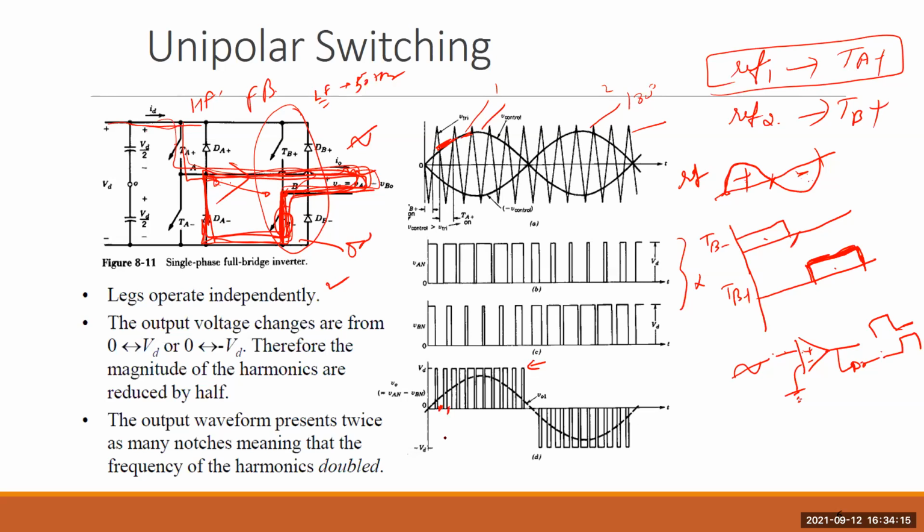Okay, so what is happening? TA plus and TB minus are on, and then basically DA minus and TB minus are always on, right? That's what is happening. Earlier this was also high frequency and this was also high frequency. They were on together, they were off together, they were coupled, but now they are independent. And when it comes to the negative cycle, then TB plus is on.